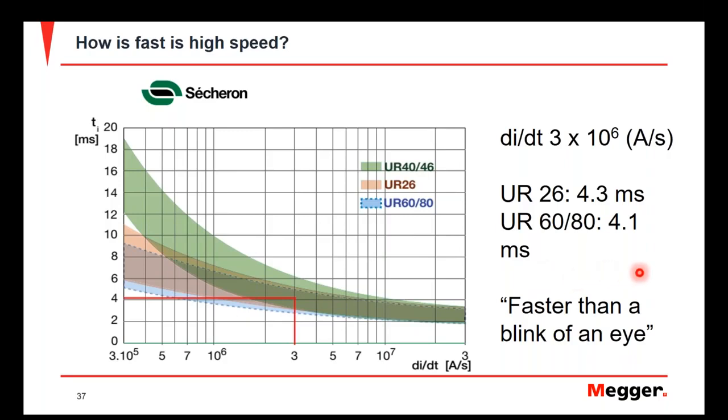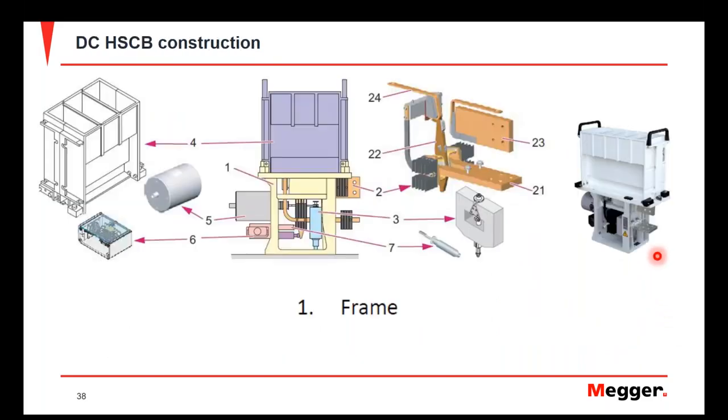And if you want to relate this to really how fast that 4 milliseconds is, well, it's less than 1/10 of a second, and that's how long it takes you to blink your eye. So this process of opening the breaker and clearing that fault happens faster than a blink of an eye.